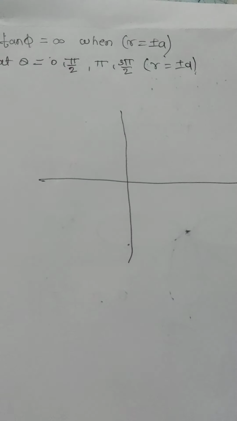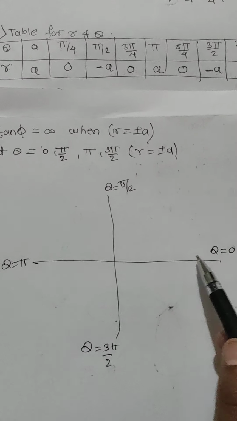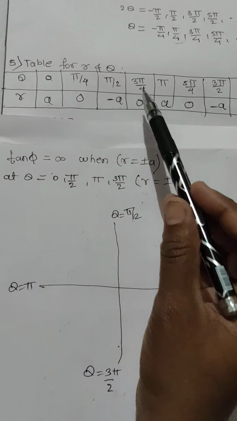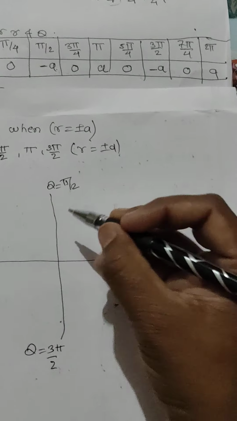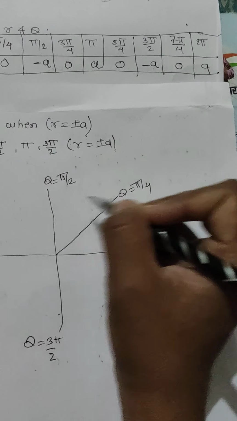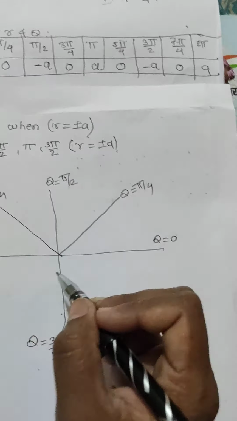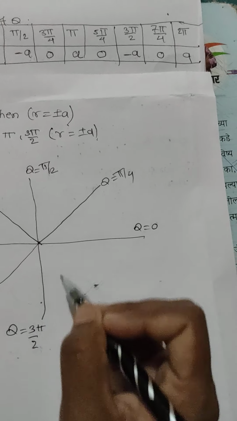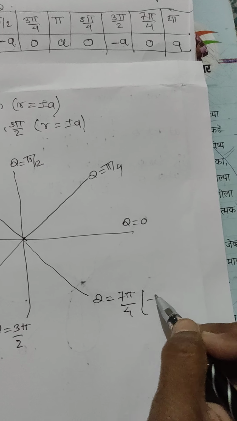See how to trace this curve using the tabular form. We trace the curve at theta equal to 0, pi by 2, pi, and 3 pi by 2. But what about the tangents? Here pi by 4, 2 pi by 4, 3 pi by 4. So we draw these lines. Here theta equals pi by 4, this is theta equal to 3 pi by 4, here 4 pi by 4, theta equal to 5 pi by 4, here 6 pi by 4, and here theta equal to 7 pi by 4 or minus pi by 4.